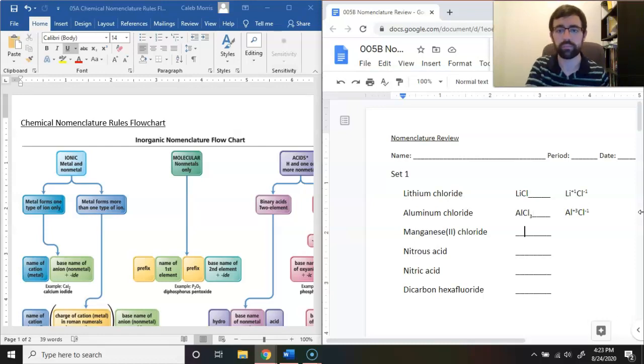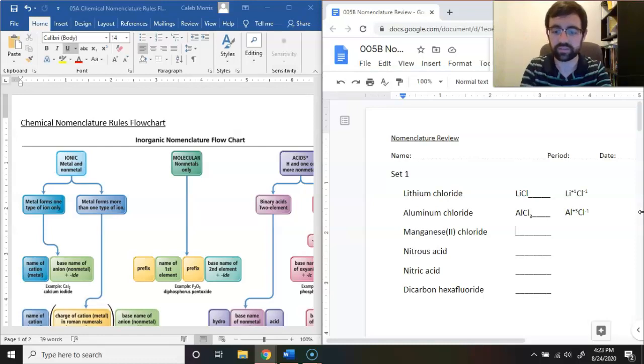All right, now we have manganese 2 chloride. Well, now we've got a Roman numeral. That Roman numeral tells me the charge of the positive ion. So manganese is the positive ion, and it has a +2 charge.